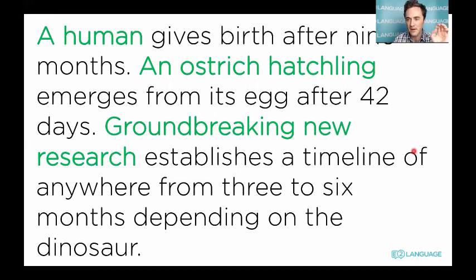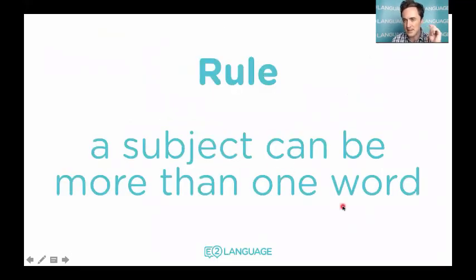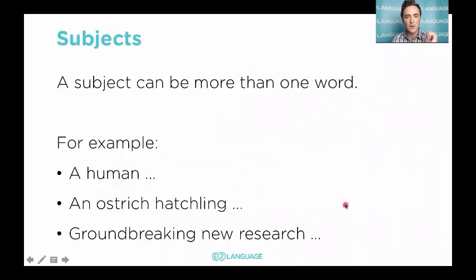Okay, fine, that's good. Were you 100% accurate? No. Some people just wrote a human, that's correct. Some people just wrote an ostrich, well, it's actually an ostrich hatchling. And some people wrote research. The subject is actually groundbreaking new research. This brings us to our first rule. The rule is this: a subject can be more than one word. Okay, the subject can be more than one word.